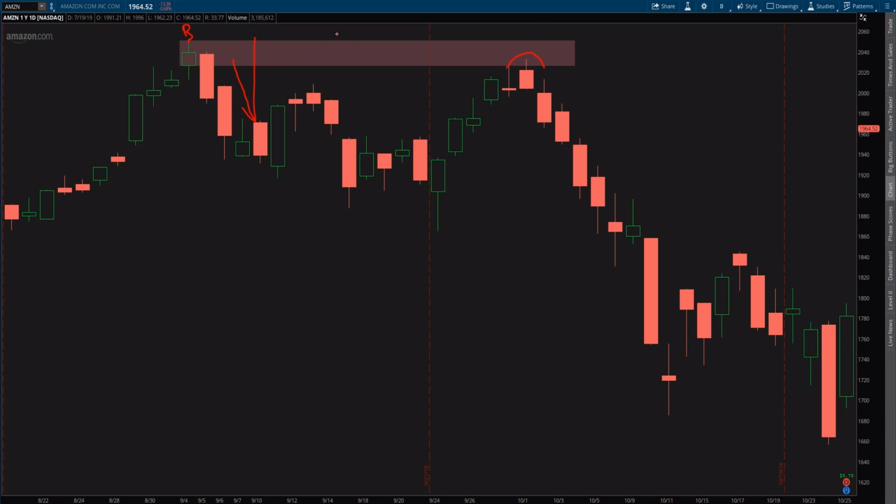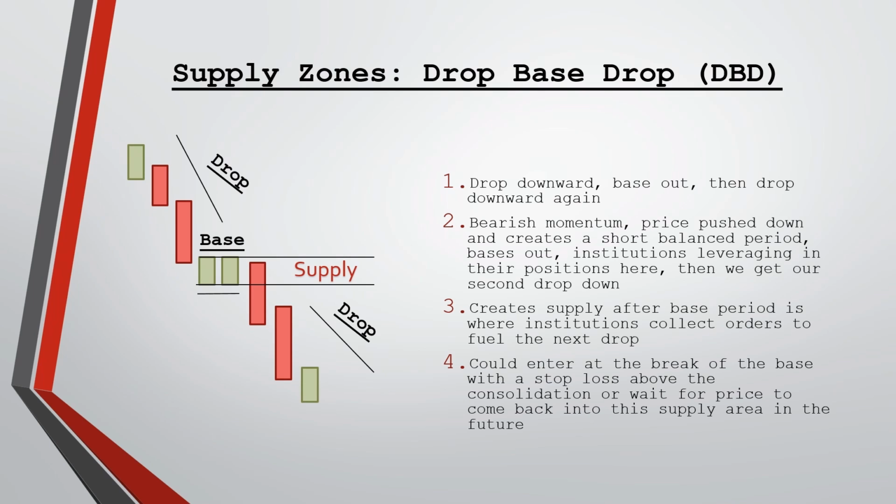So here's another candlestick and a chart pattern that I look for, but this is for supply zones. It's the same thing as the rally base rally, but it's for the downside and supply zones. It's called the drop base drop, DBD. We get a drop downwards, right? Then we base out. Then we get another drop downward again. It's a bearish momentum pattern.